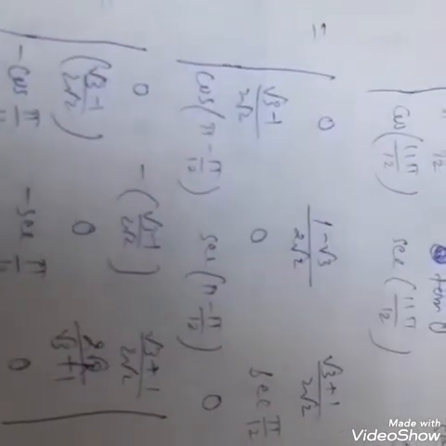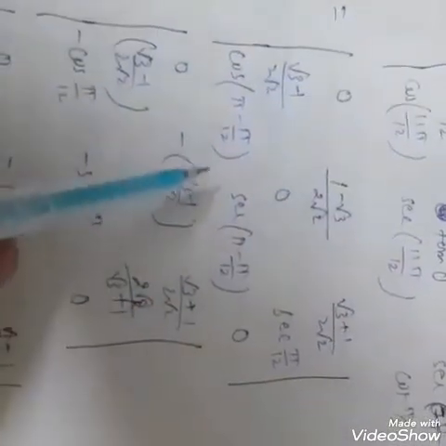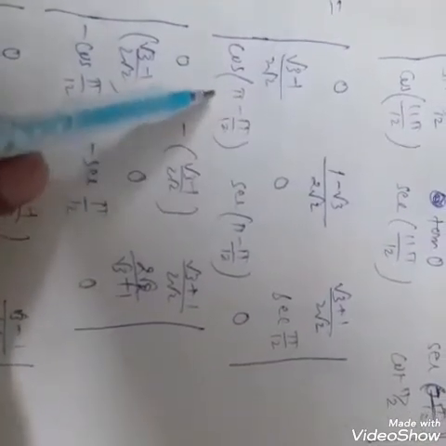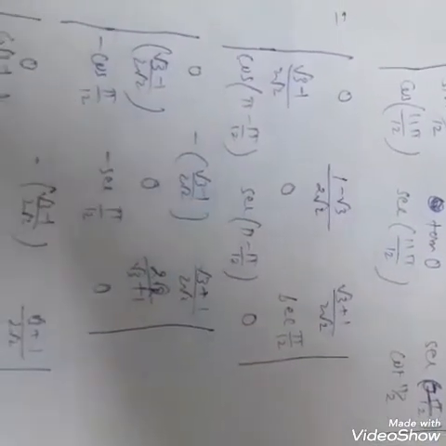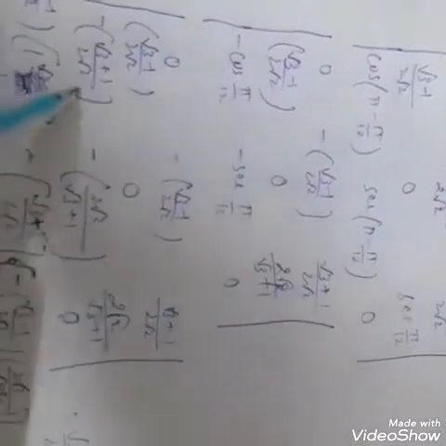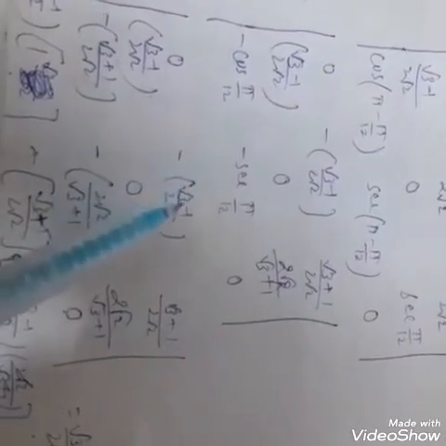Pi minus theta is in the second quadrant. In the second quadrant, cos and sec are negative, and the function is the same because the angle is in terms of pi. So it will be minus cos pi by 12, and minus sec pi by 12. So we keep the values of cos pi by 12 and sec pi by 12, then the determinant is in this form. Now we expand this determinant from this value.